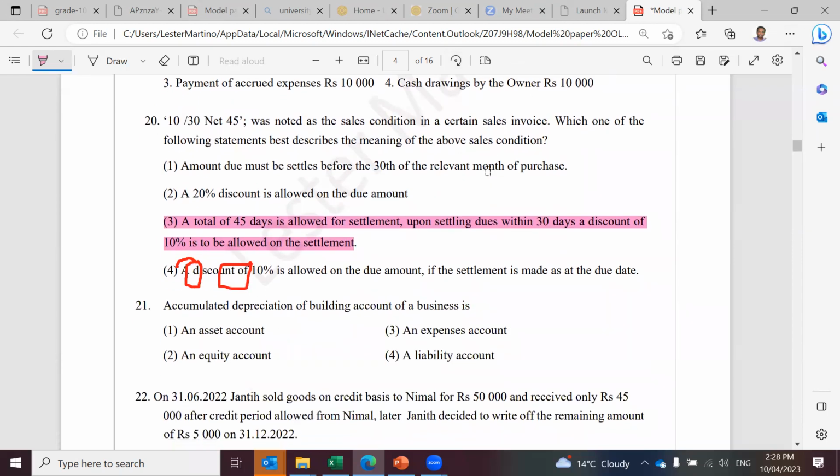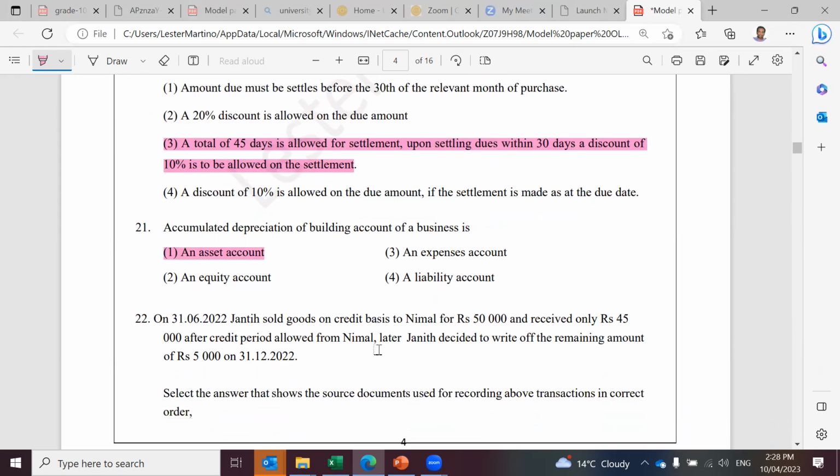Accumulated depreciation of building is, what is the answer? Any guess? Accumulated depreciation is a contra asset account, so the answer is asset account. Based on these options, the answer is asset account.